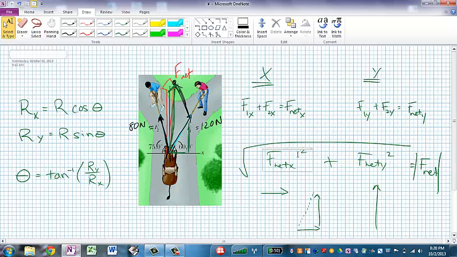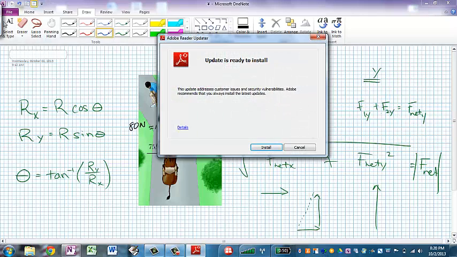Part B throws in a little bit of a curveball because it asks you what is the force that a third person would have to exert to cancel out the other two.